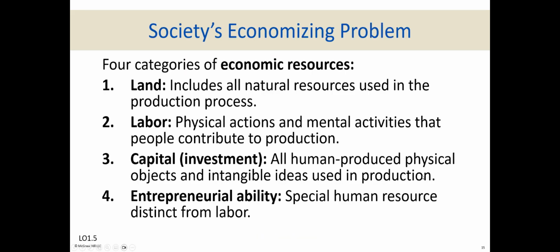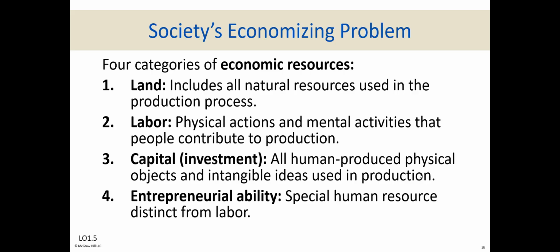Now, let's look at the society's economizing problem. First of all, we need to talk about the resources the society has. The first one is land. Land includes all natural resources, sun energy, wind energy, whatever nature provides for us. Labor: physical actions and mental activities that people contribute to production. Capital: all human-produced physical objects and intangible ideas used in production, like machines, like factories, all are capital.